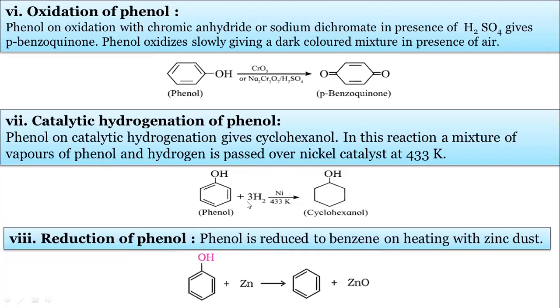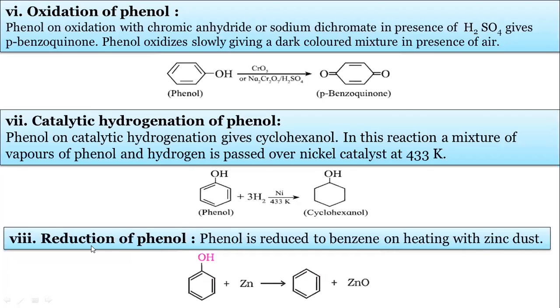So hydrogenation means addition of hydrogens. Thrice H2 means how many hydrogens are we adding? Six hydrogens. Sorry, 2 hydrogens added, 1 hydrogen is already there. So 6 hydrogens are added.